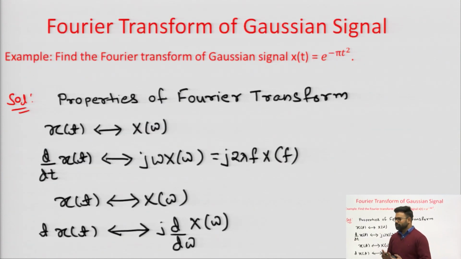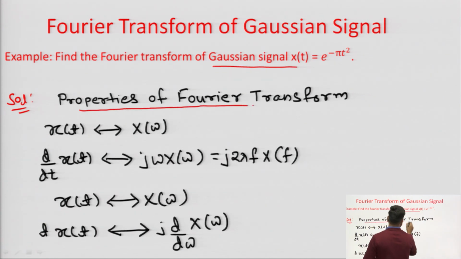Now, the next important signal is the Gaussian signal. It is widely used in communication systems where we have to deal with noise. So, we will see how its Fourier transform is obtained. For finding the Fourier transform of the Gaussian signal, we will use two properties of the Fourier transform.